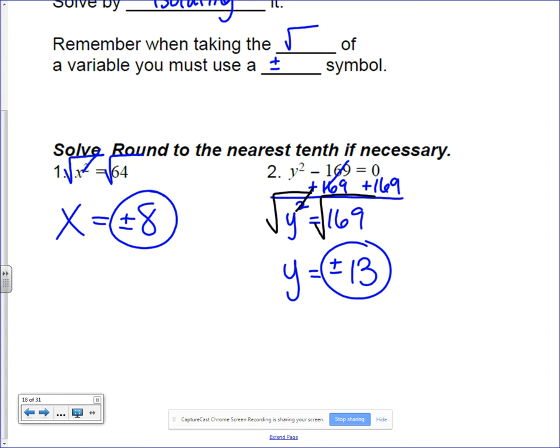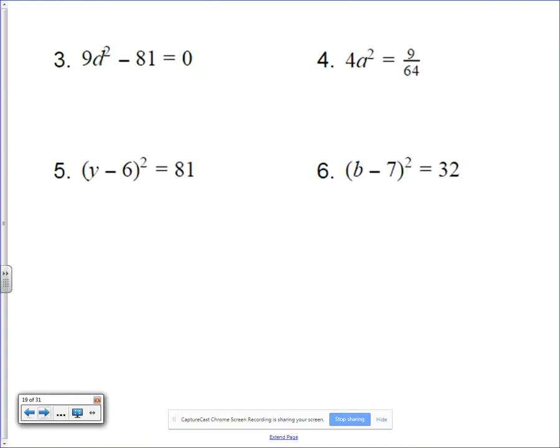Okay, let's go back to the beginning, which is back to James. Number 3, James, you see how I only have a d squared there? I've got to isolate it. What's farthest away from the d squared on the same side? How do you cancel out that negative 81? Okay. So now I have 9d squared equals 81.